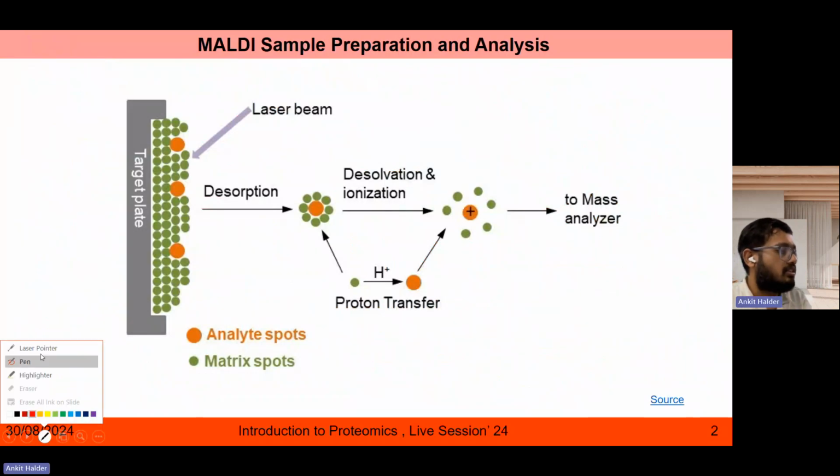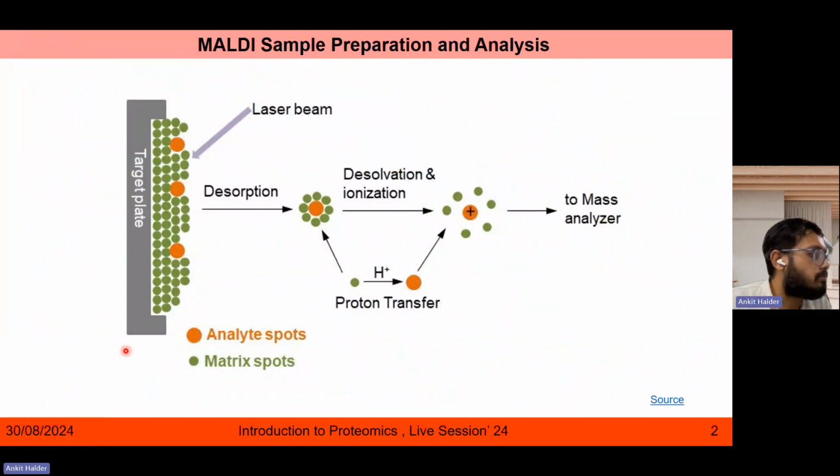So this is the particular thing we can talk about. This is the target plate, this is our particular matrix, and here is our particular analyte spot. Here comes the laser beam. It causes the disruption, and the H plus, that is the proton transfer, happens. So desolvation and ionization occur, and then it finally goes to the analyzer. So this is the basic principle.